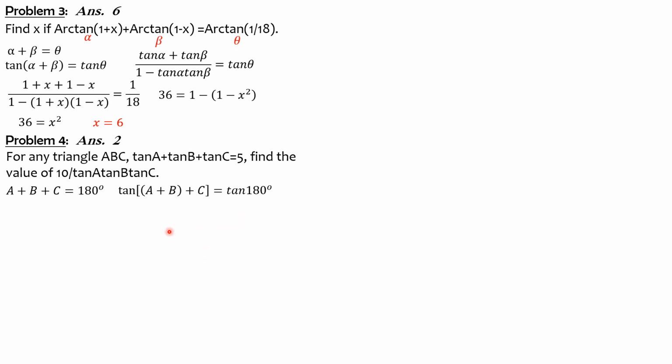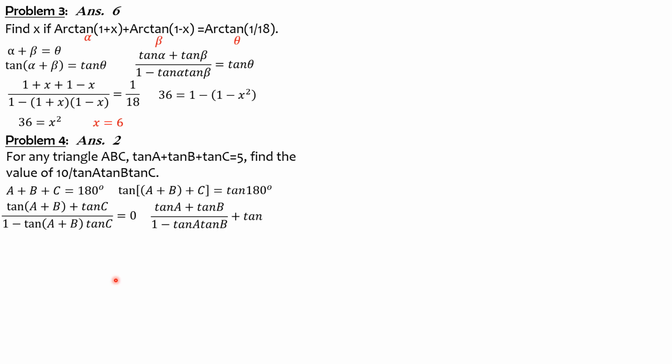So expanding, we have tangent of A plus B plus tangent of C, all over 1 minus tangent of A plus B times tangent of C, equals 0. 0 times this denominator is 0. Then let's expand tangent of A plus B, which is tangent of A plus tangent of B, all over 1 minus tangent of A tangent of B, then plus tangent of C equals 0.